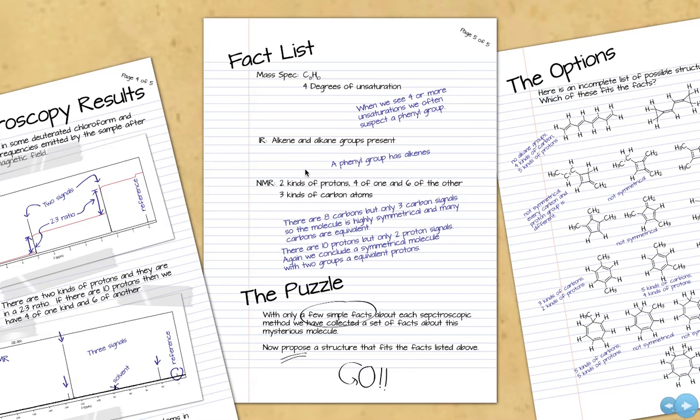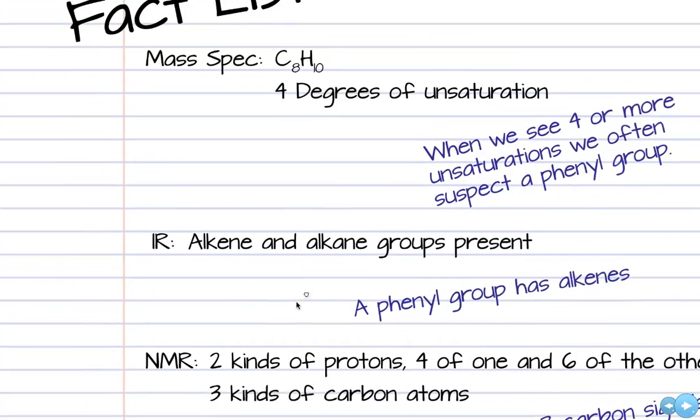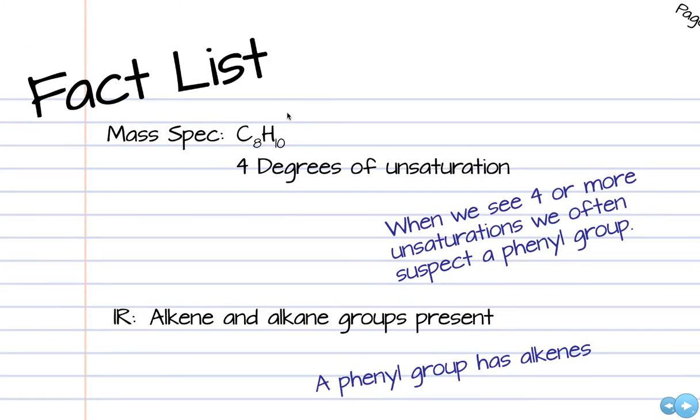What's one fact here? One fact is, we've determined that the empirical formula is C8H10. And we got that from the fact that there was no oxygen and no nitrogen in the elemental analysis. C8H10 fit the elemental analysis and the molecular mass that we got from mass spectrometry. That means there's 4 degrees of unsaturation, which means basically there's 4 double bonds or 3 double bonds and a ring.